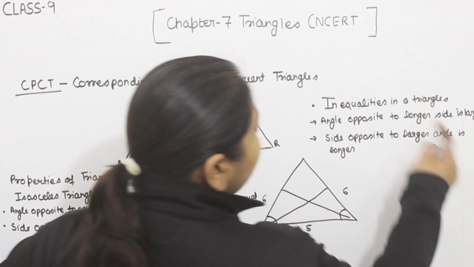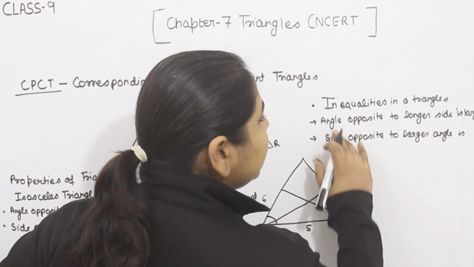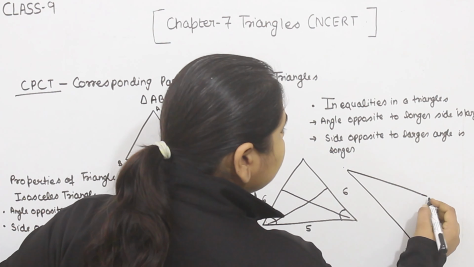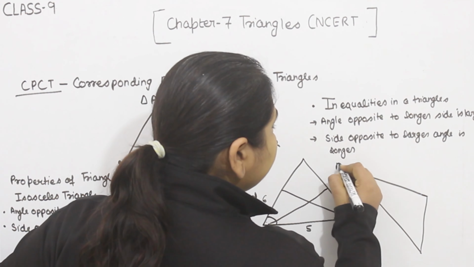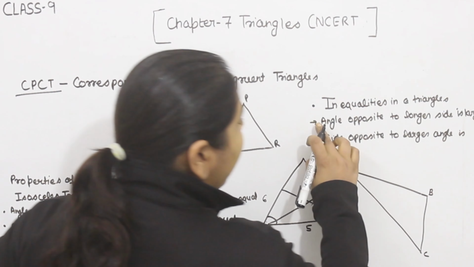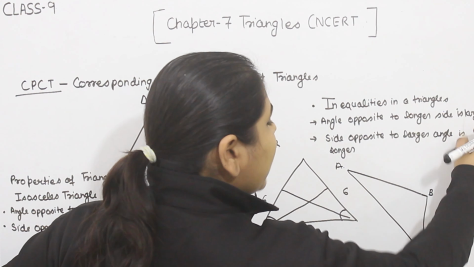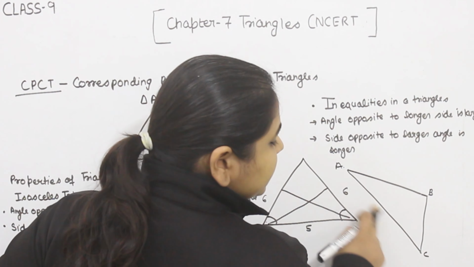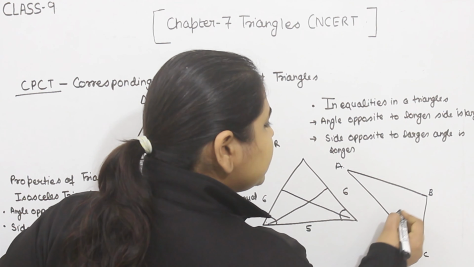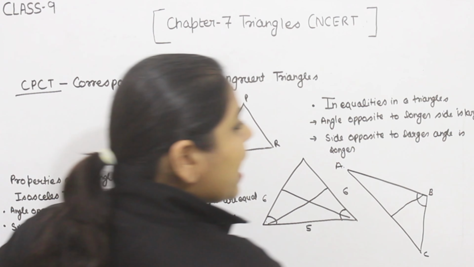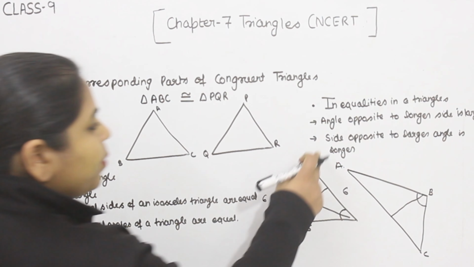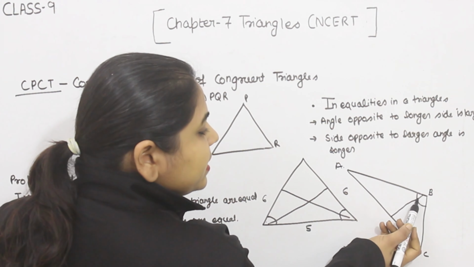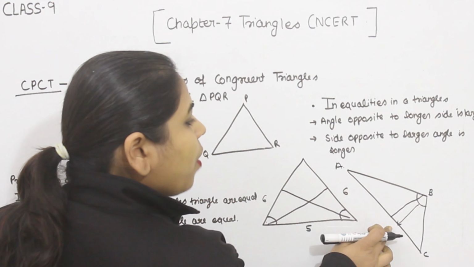Now comes inequality in the triangle. In this one we will talk about the inequalities of the triangle. For example, this one is a triangle. In this one, the angle opposite to the longer side is larger. This one is the longer side, and opposite to this one is this angle. This will be the larger angle. And conversely, the side opposite to the larger angle: this one is the larger angle, and the side opposite to it is this one. This will be the longest side.